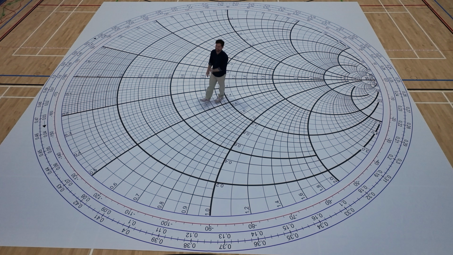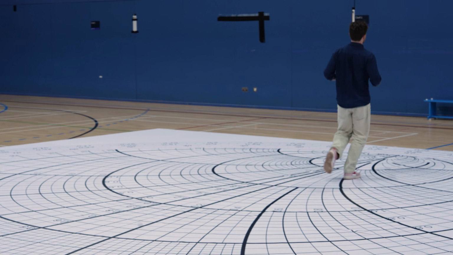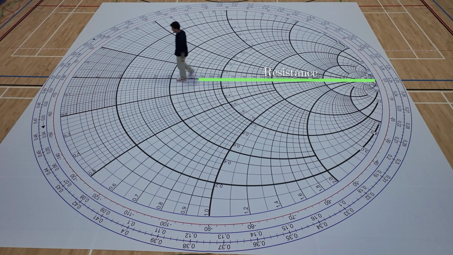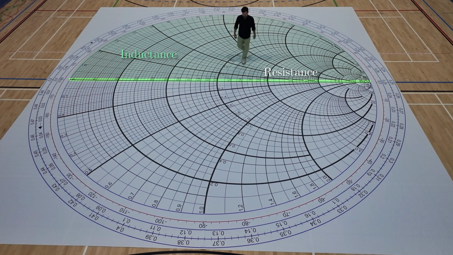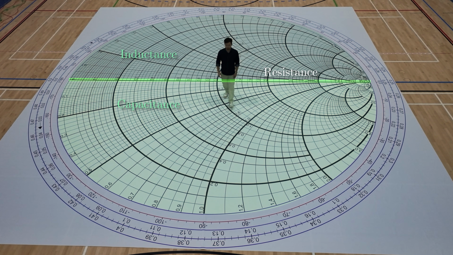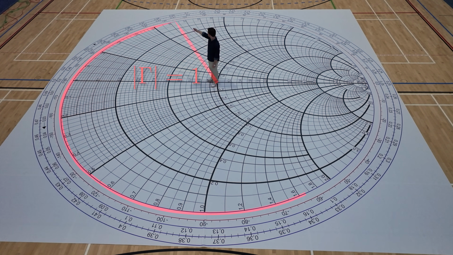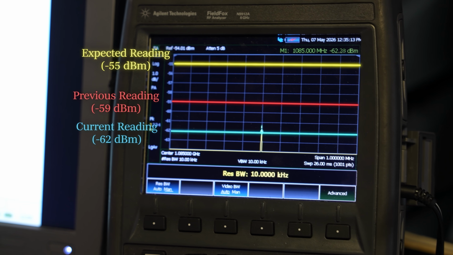Here it is. We printed a massive chart to show you how it works. We're gonna start over here. If you walk along this horizontal line, you're still moving along resistances. Above the line, you still have inductances. And below the line, you still have capacitances. And the whole chart fits in a circle with magnitude of 1, all the way around. So that's our chart. Now let's put it to work to help us with the line we measured earlier, the one that was losing half its power.